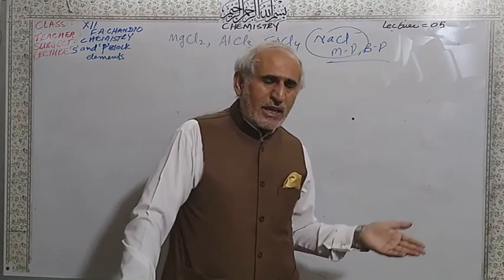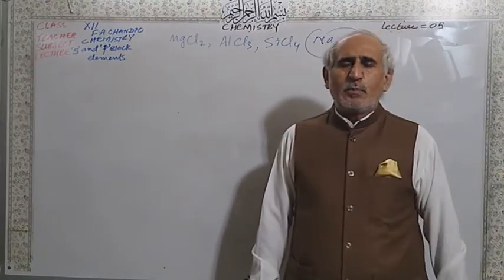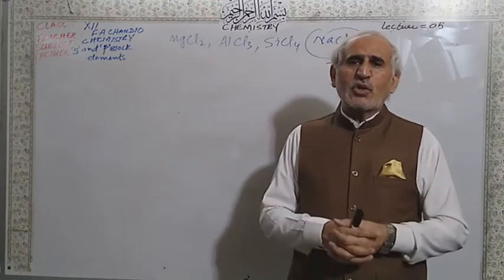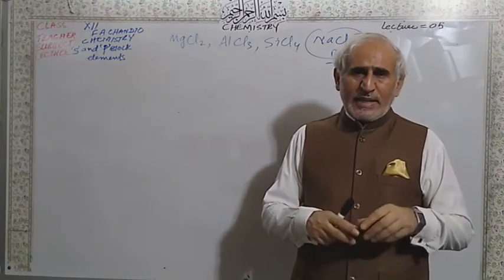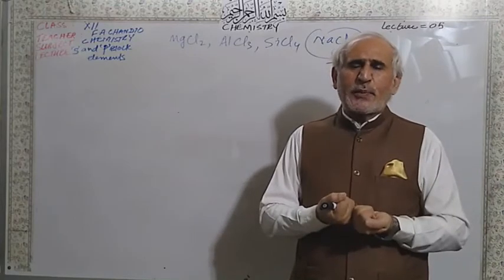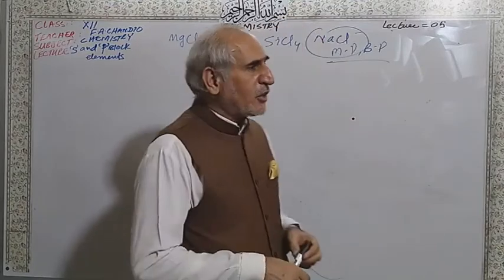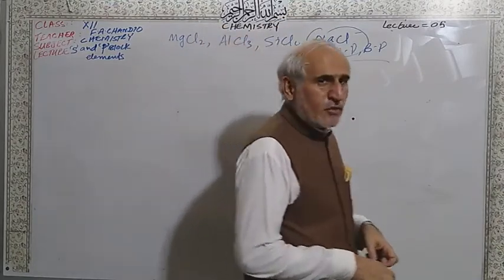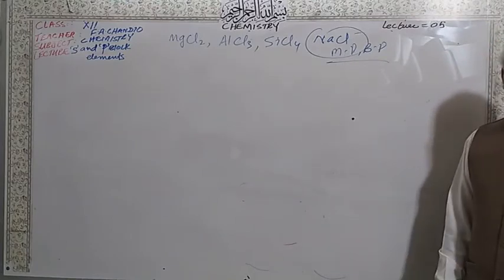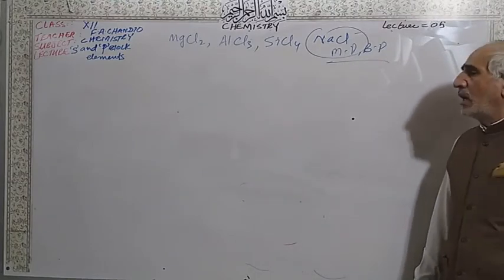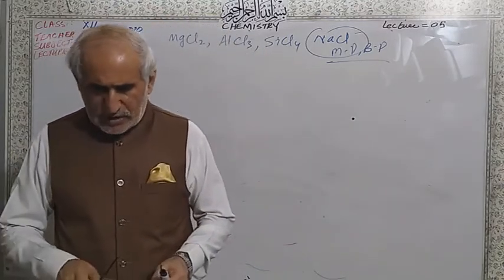Why is the melting point of sodium chloride very high? The melting point and boiling point of sodium chloride are very high. We did this many times in grade 9, and also in the previous lectures. I told you the same: sodium chloride is an ionic compound.